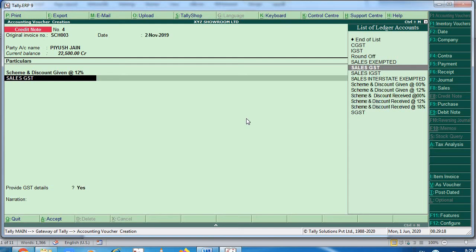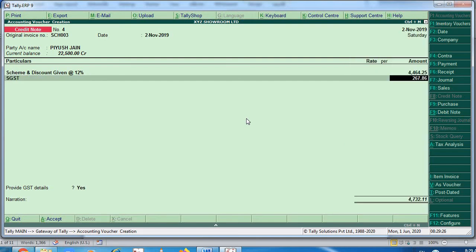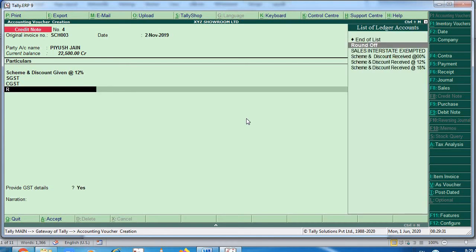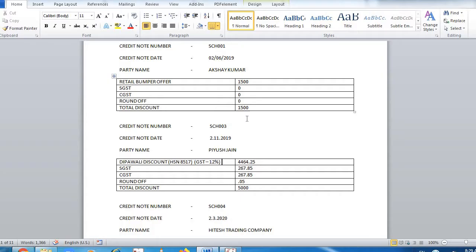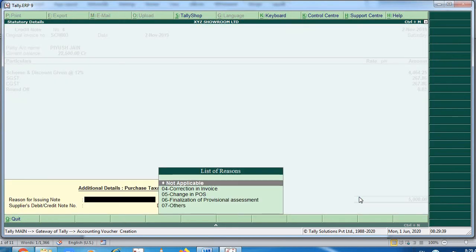How much is the state GST? Sorry, not sales GST, state GST. Let's remove this. State GST. Enter. Central GST. Enter. And round off. Enter. Yes, that's it. 5000 is the amount. Yes, 5000 also is over here. Enter. And thus you need to fill the basic details.